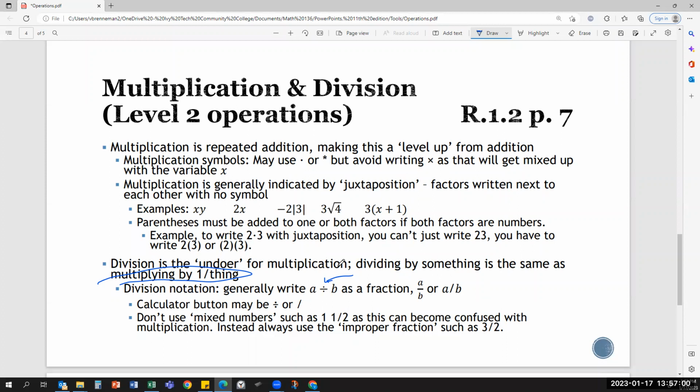Another comment with division, don't use mixed numbers if you're given a fraction. Just give the improper fraction, so kind of a single division happening, 3/2 rather than 1.5. Because when we do have things written next to each other, that means multiplication in this course. So 1 and then the 1/2 could be confused with 1 times 1/2, rather than it would really be 1 plus 1/2.